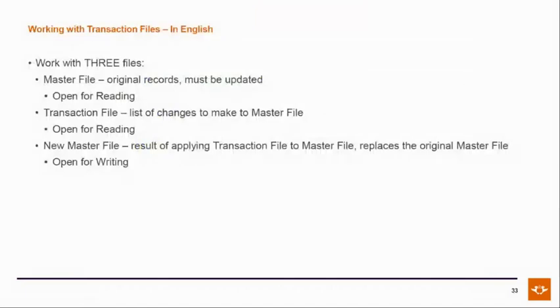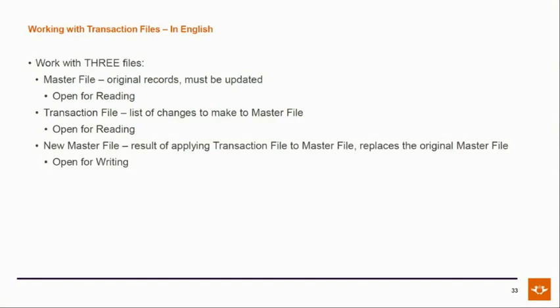Now, working with transactional files in plain English, work with 3 files. Master file, original records must be updated. Open for reading. Transactional file, list of changes to make to the master file. Open for reading. It just refers to the fact that when we open it in our application, the only purpose for these 2 files is to read the files. We're not going to write anything to them. We're just going to read from them.